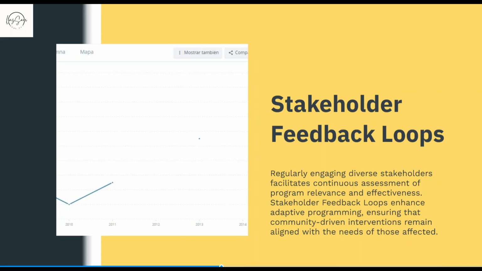Stakeholder feedback loops. Regularly engaging diverse stakeholders facilitates continuous assessment of program relevance and effectiveness. Stakeholder feedback loops enhance adaptive programming, ensuring that community-driven interventions remain aligned with the needs of those affected.